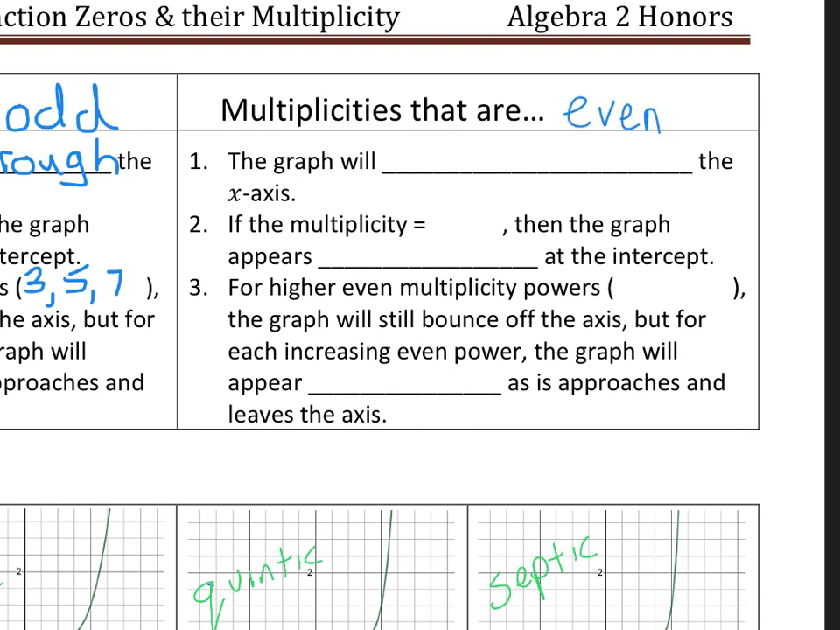And even multiplicities, as we've already seen, will appear as some kind of bounce off or changing of direction. It'll basically cause a turning point at the x-axis. So if we look at the lowest even number of 2, then the graph will appear quadratic, as we've already seen. And as that multiplicity increases to higher even numbers, 4, 6, 8, we're going to see a flattening at that bounce off, so it'll appear flatter.